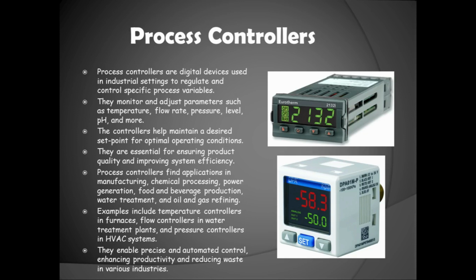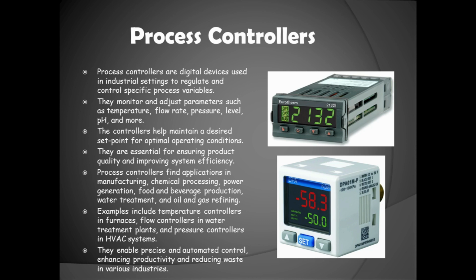Process controllers. Process controllers are digital devices utilized mostly in industrial settings to regulate and control specific process variables. They monitor and adjust parameters like temperature, flow rate, pressure level, pH, and more to maintain a desired set point. These controllers are essential for maintaining optimal operating conditions, ensuring product quality, and improving system efficiency.